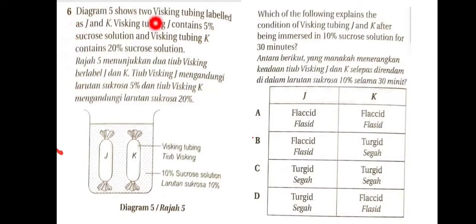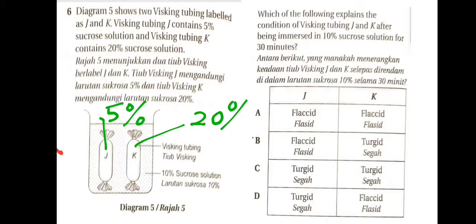Diagram 5 shows two visking tubing labeled as J and K. So here J and here K. Visking tubing J contains 5% sucrose solution and visking tubing K contains 20% sucrose solution. So take note, J is 5% and K is 20% sucrose. And the beaker itself has 10% sucrose solution.